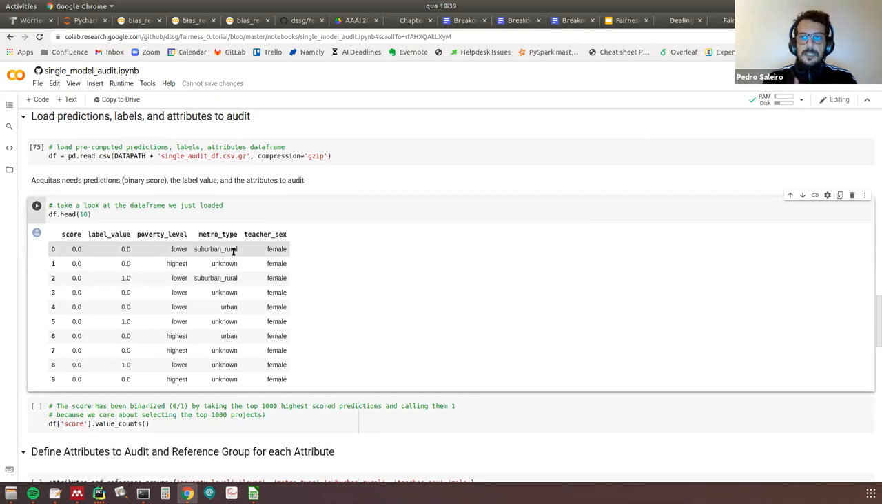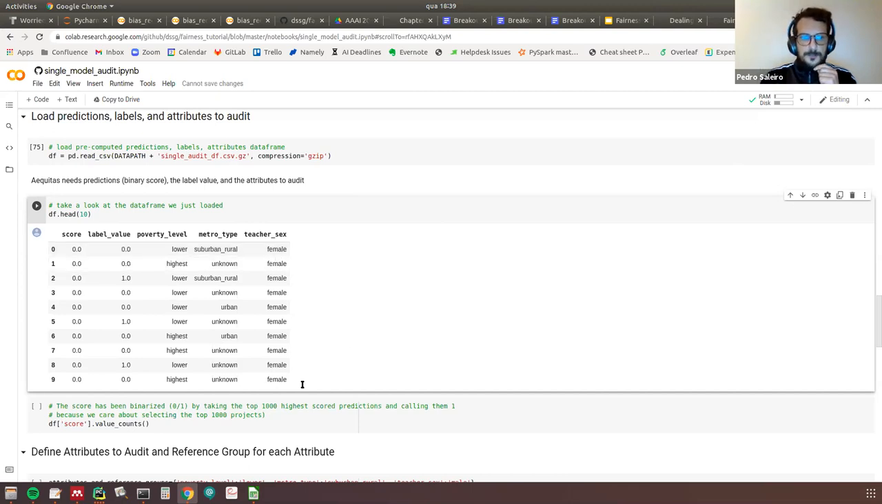and it is common that projects in schools from suburban and rural areas are actually way better in terms of socioeconomic status than schools in urban areas. And teacher sex, this is just the sex of the teacher that submits the project and the application on the website.